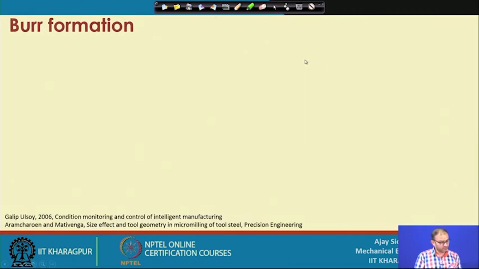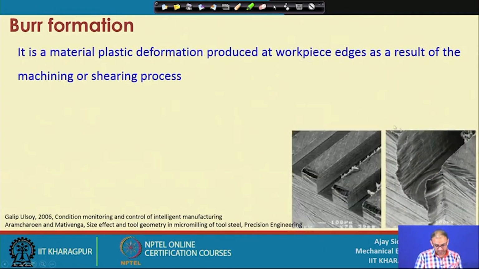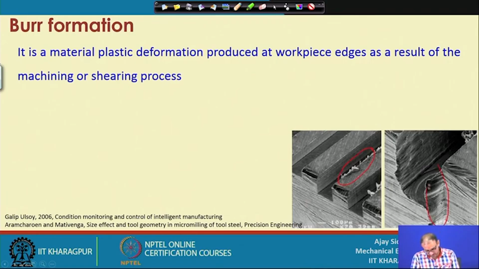Now, coming to one new topic, that is called burr formation, because we know that when you do cutting of any material, you end up with some of the materials which still stick to the surface, and at a later stage you have to do something to remove those materials. So, these are the unwanted materials. Now if you see, this is the channel which is created, but some materials still stick to the surface.